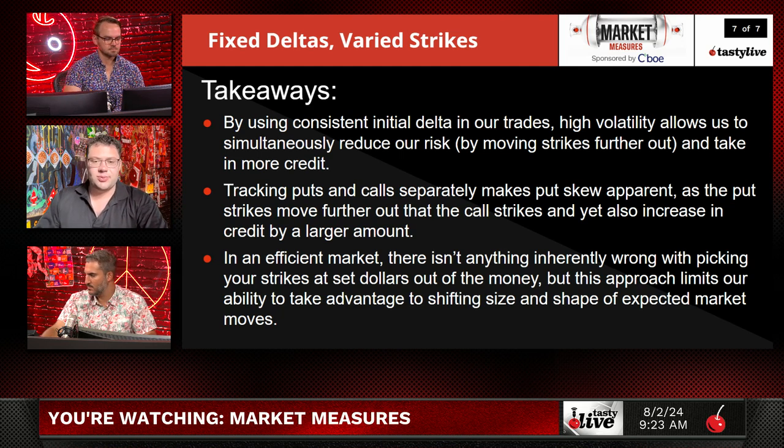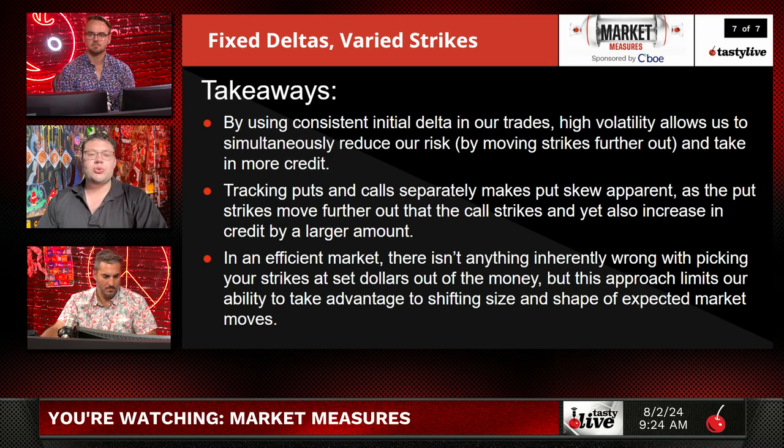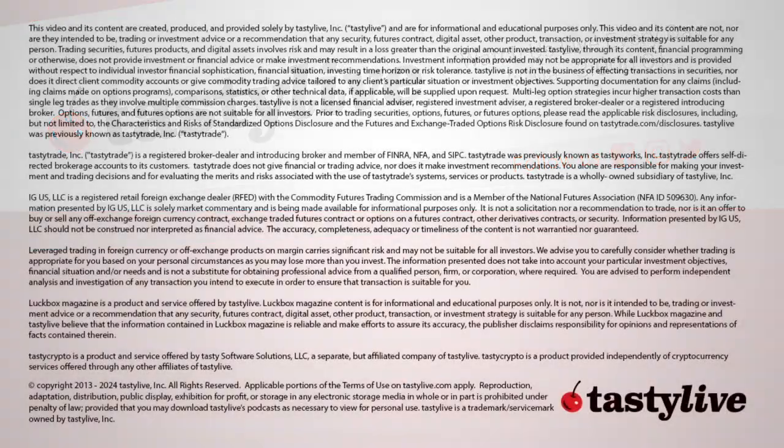And this is the key, the most important line. In an efficient market, there isn't inherently anything wrong with picking your strikes at set dollar amounts, but this approach limits our ability to take advantage of shifting size and shape of the expected moves. And even more so, it doesn't allow us to maintain the same level of probability of profit and risk and reward. If you keep your deltas the same, you keep your risk reward the same. And regardless of what happens to the stock, the risk may be higher now, but the risk relative to the potential reward and the risk relative to the probability of profit will stay the same as long as you maintain your deltas consistent through your trading career.